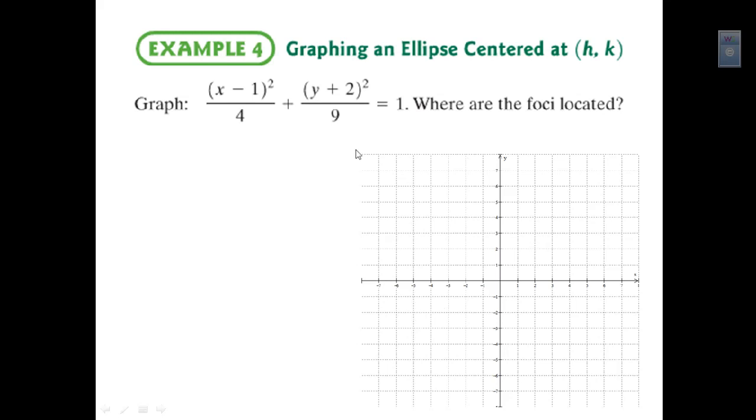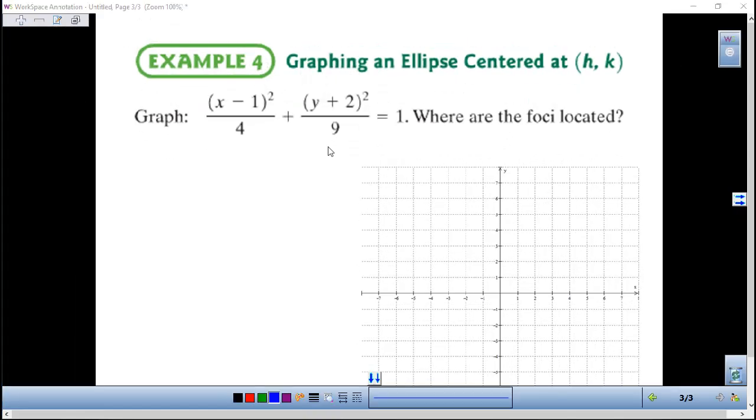All right, so let's do one of these. We're going to graph x minus 1 squared over 4 plus y plus 2 quantity squared over 9 equals 1. And they also want to know where the foci are located. All right, so first things first, let's identify the center. The center is going to be at 1, negative 2. So 1, negative 2, right there. Now, what direction is my major axis? Well, it's vertical.